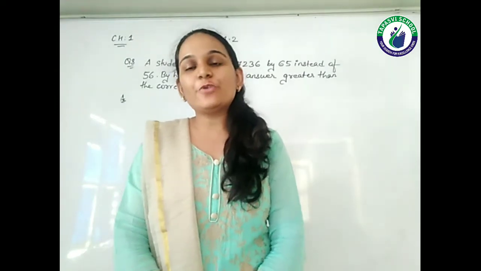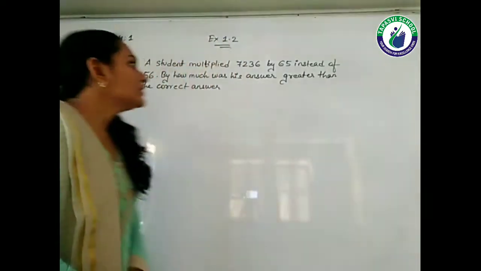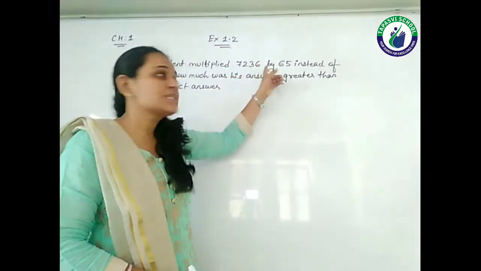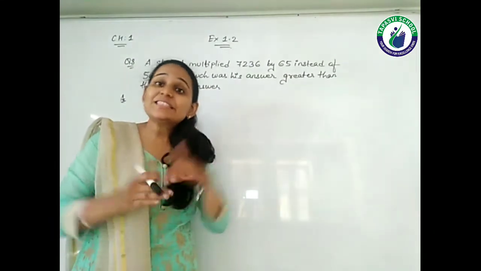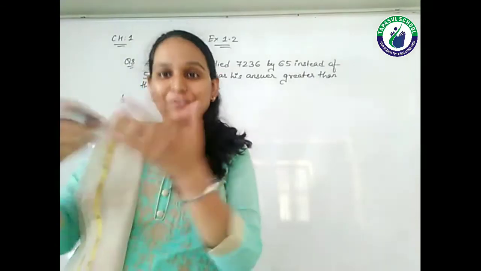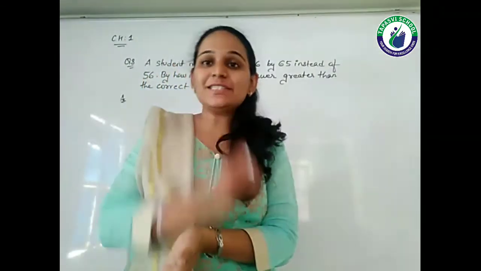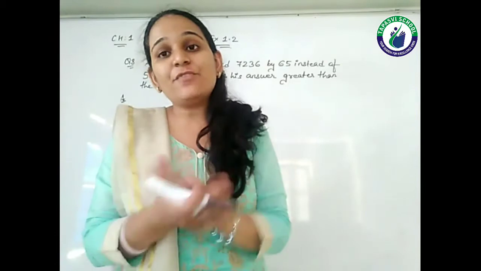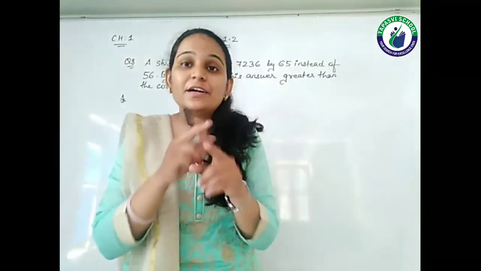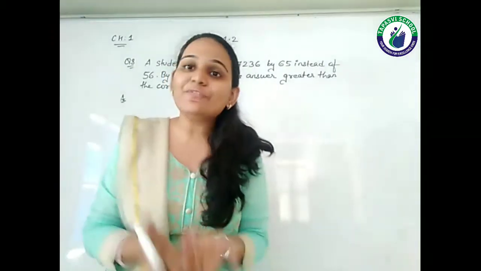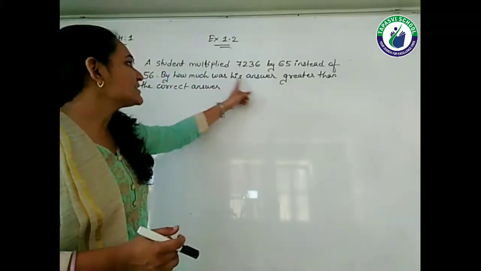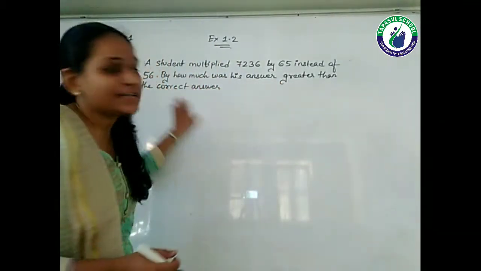Okay students, now let's see question number 8, right? The question is, a student multiplied 7,236 by 65 instead of 56. That means he wanted to actually multiply it with 56, but he made a mistake and multiplied with 65. Obviously, if you change the digits and their places, the answer will definitely change, it's mathematics, right? So, by how much was his answer greater than the correct answer?